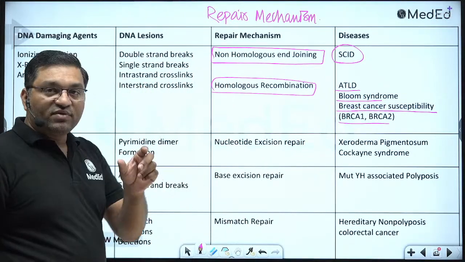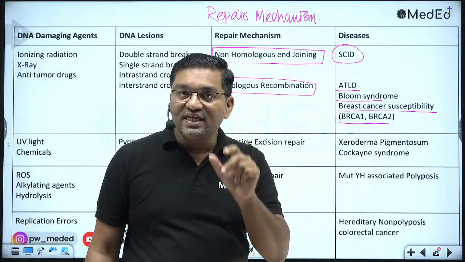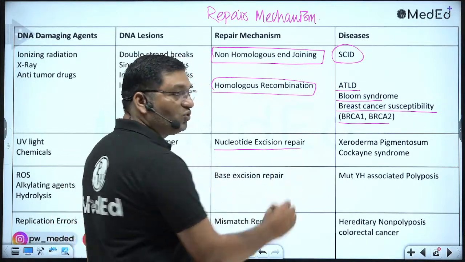Then UV light induced thymine dimer formation. This type of bulky lesion is repaired by nucleotide excision repair.